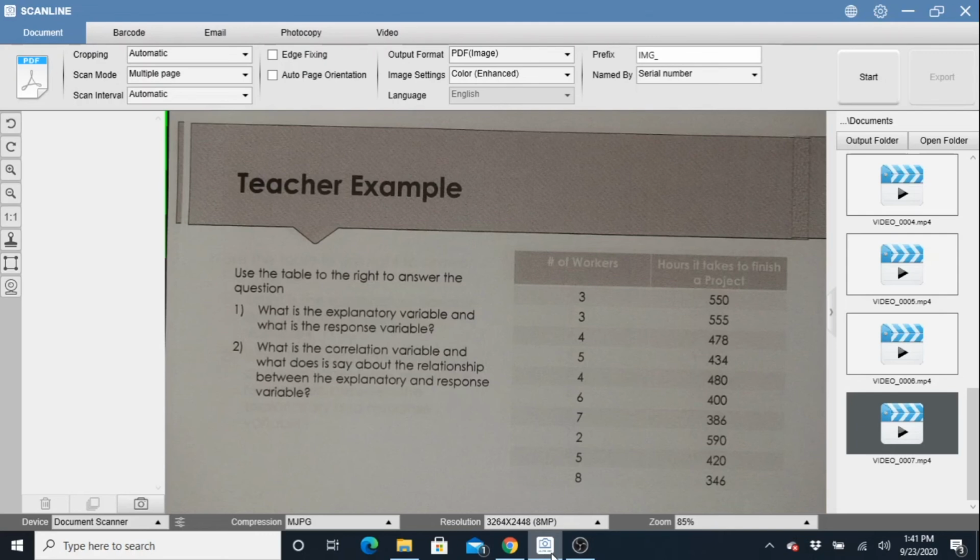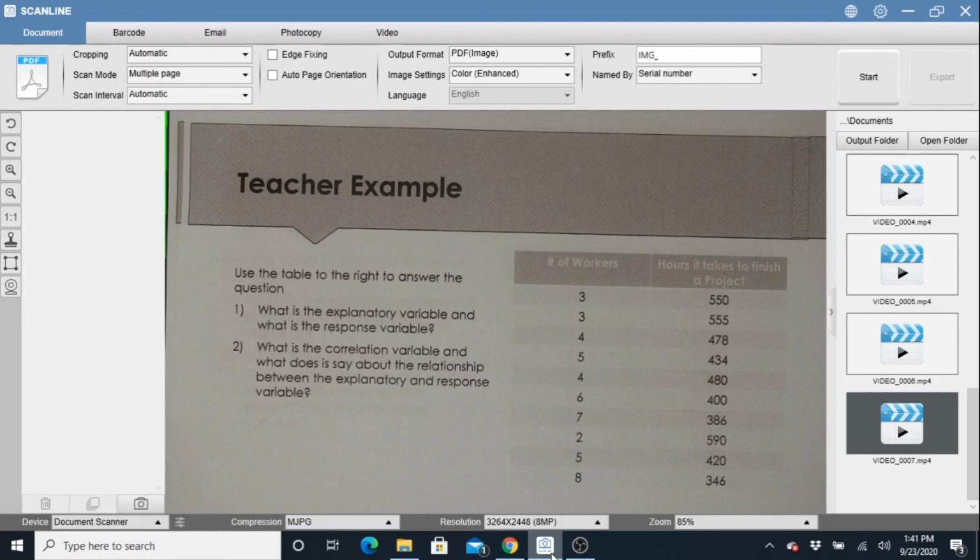And my inclination would be that the hours it takes to finish a project would depend on the number of workers. So I'm going to label this one the explanatory, and I'm going to label this one the response. Now, we're going to calculate a correlation value using StatCrunch. When it comes to correlation, and we'll talk about this a little bit later, it actually does not matter which one is which. But when we talk about a line of best fit, it will. So, best to go ahead and just talk about it now.